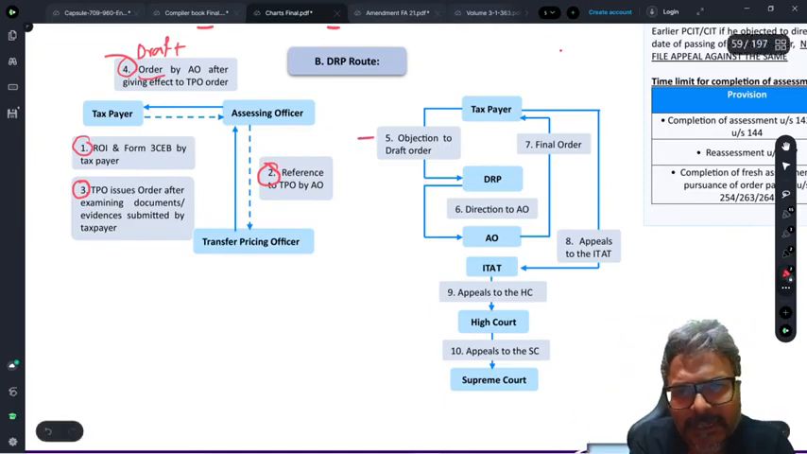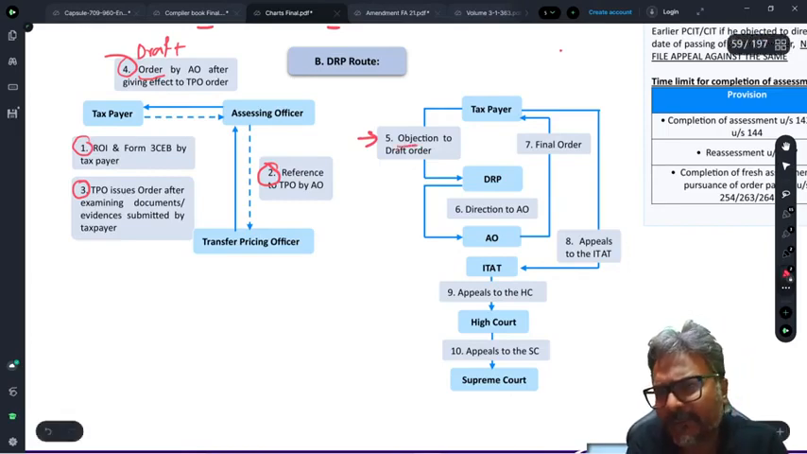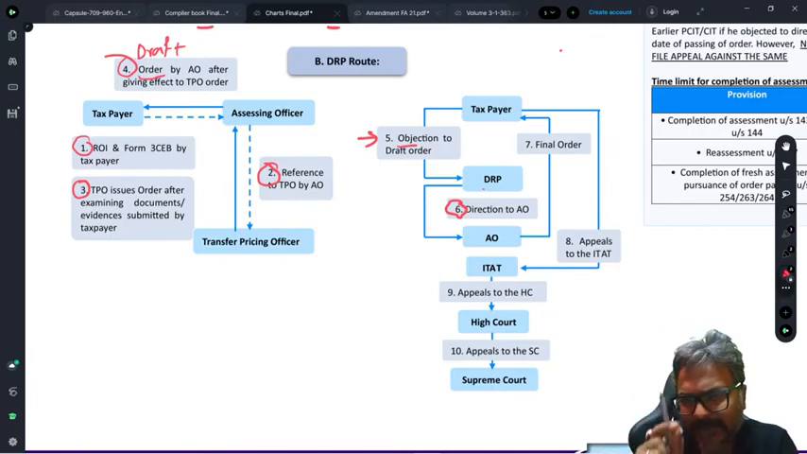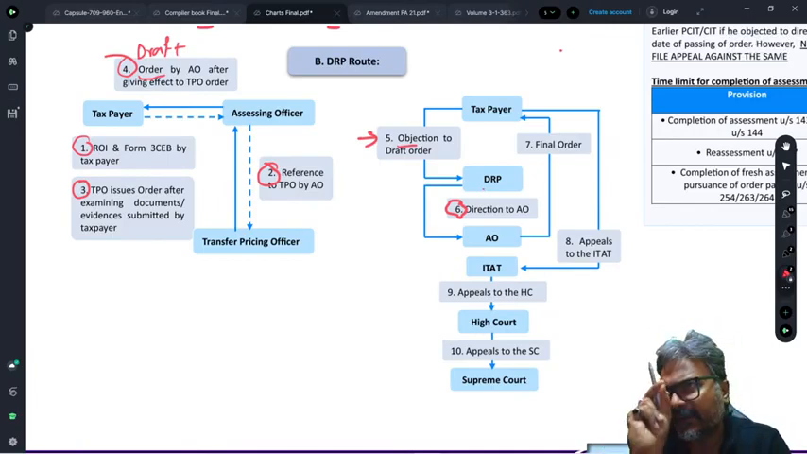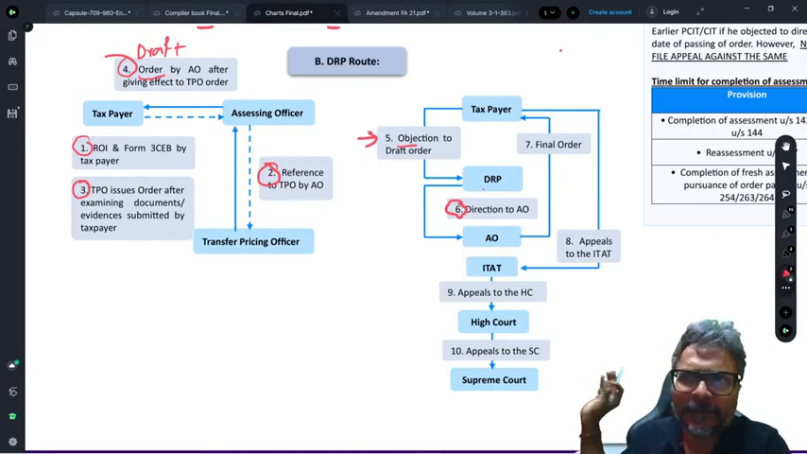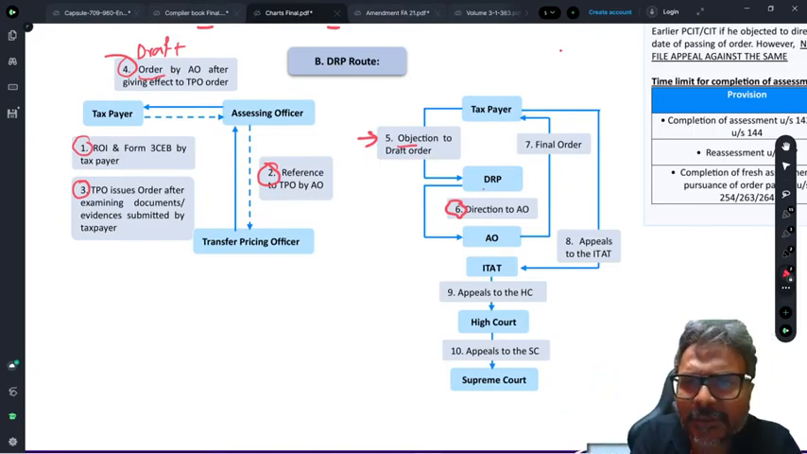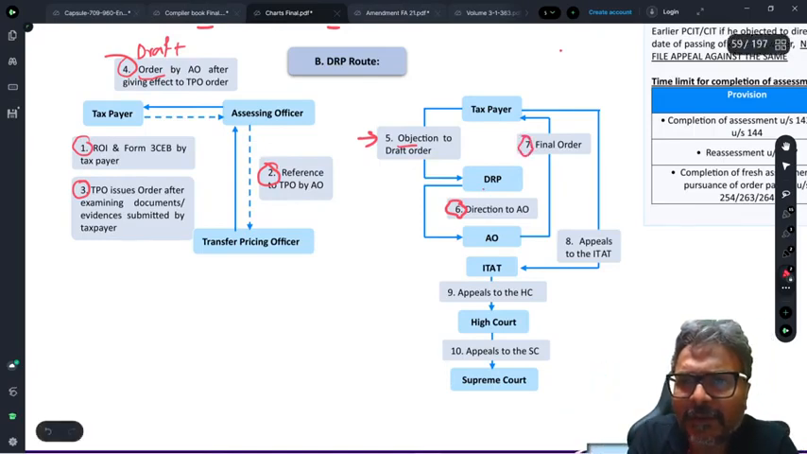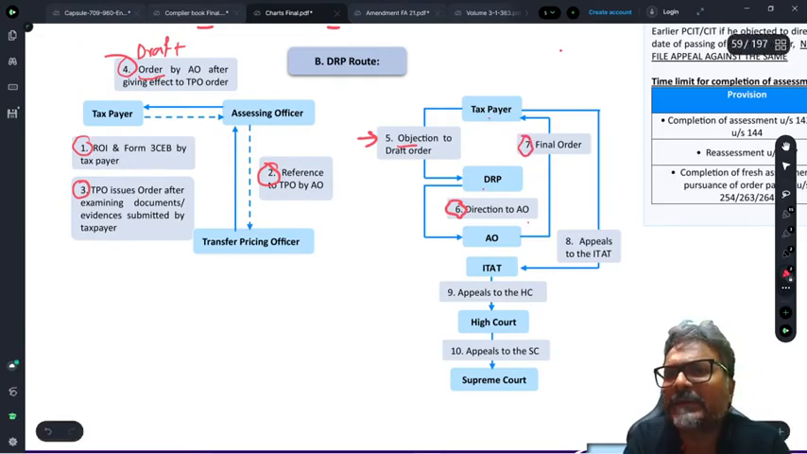So if the DRP route is taken, students, then he is going to file an objection before the DRP. And once the objection has been put up, students, be very careful. Direction is given to whom? To the assessing officer. Once the DRP is getting the case and the objection from the SSC, the DRP thereafter will put up the directions to the AO. And on the basis of the direction, the AO will pass the final order.